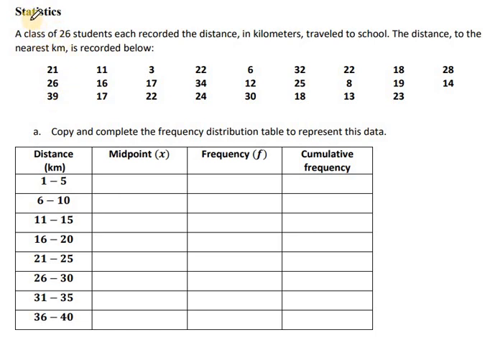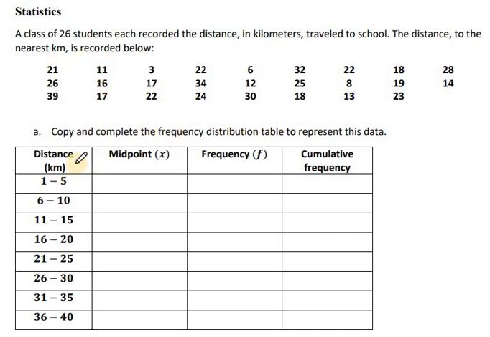Okay, so we have a nice topic here, statistics. We're told a class of 26 students each record a distance in kilometers traveled to school. The distance to the nearest kilometer is recorded below. And so we have 26 records of the distance students travel to school. For instance, one student traveled a distance of 21 kilometers. Another student traveled a distance of 11 kilometers to school.